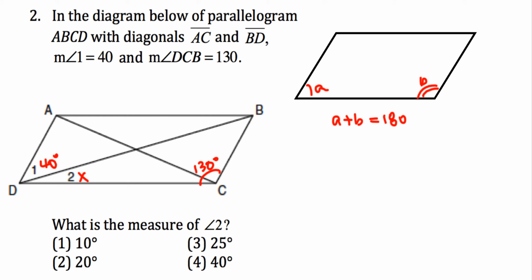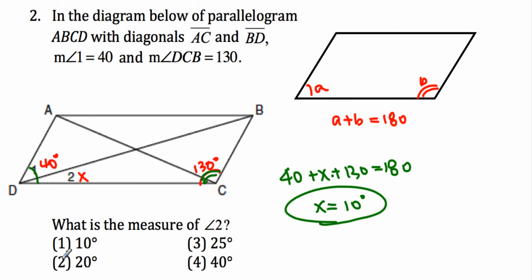Then as I mentioned earlier, the sum of this angle and this angle has to add up to 180. So the equation that I can write up is 40 plus X plus 130 equals 180. Of course, you can subtract 130 and then 40, then X must be equal to, that's right, 10. 10 degrees. That becomes our answer, choice 1.